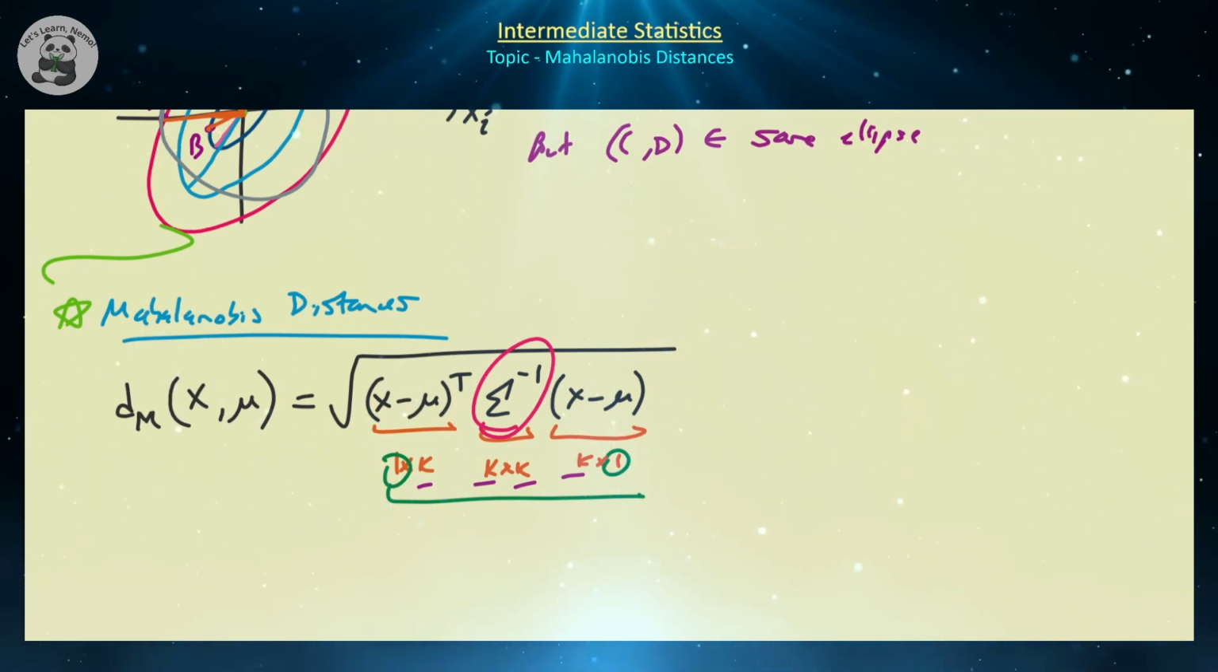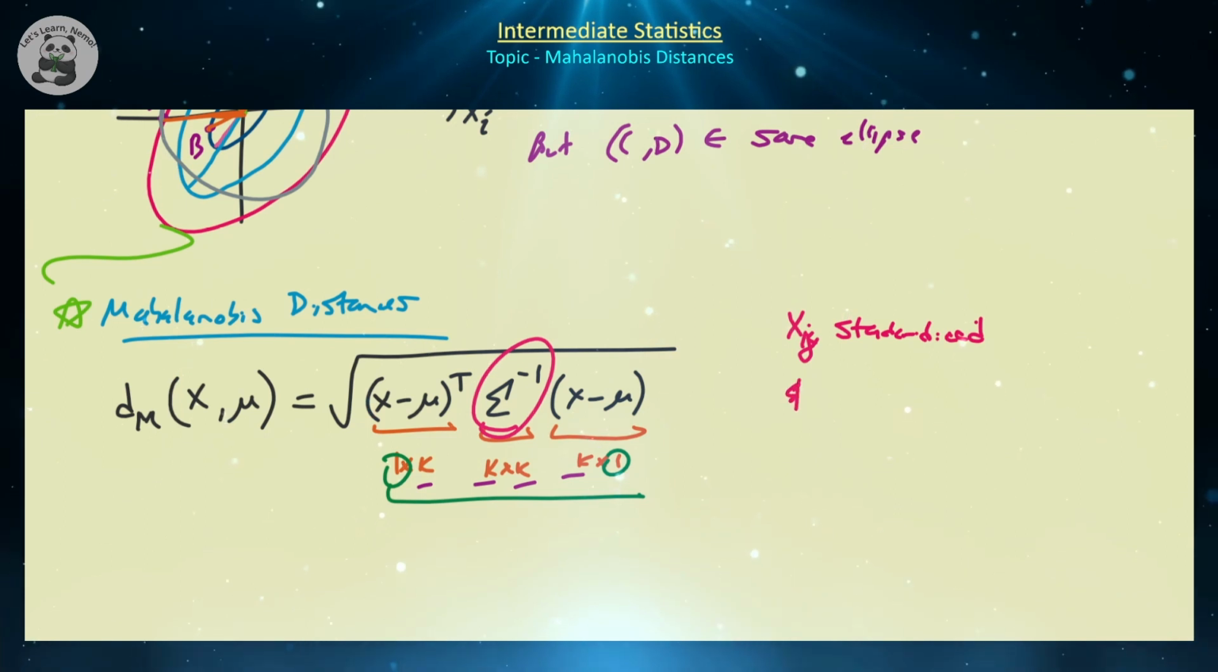And obviously, if that is the identity matrix, i.e. it's standardized and the correlations are equal to 0, then you're back into the Euclidean distance world, right? So if your xk's are standardized, let's call them xj's since we've reserved k for the dimensions. So xj is standardized, and let's assume that the correlation between i and j are all equal to 0.